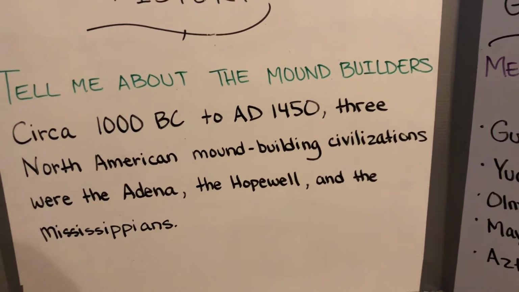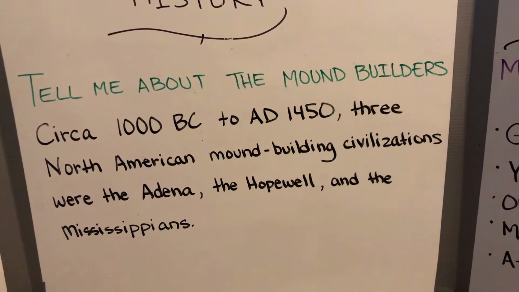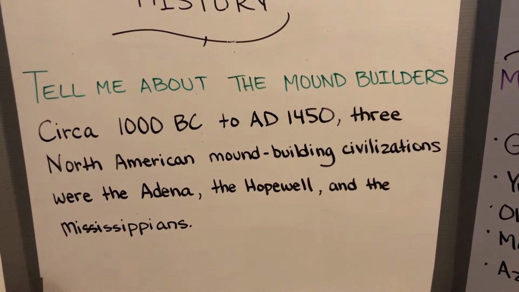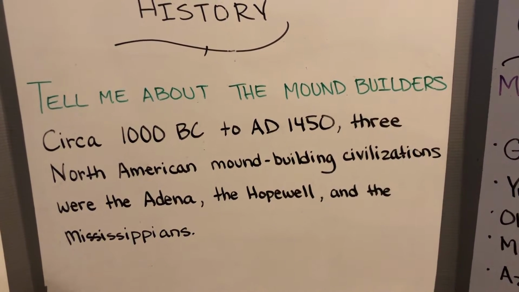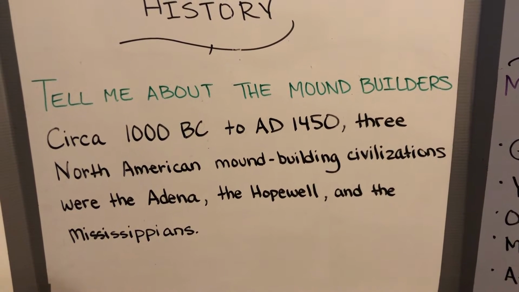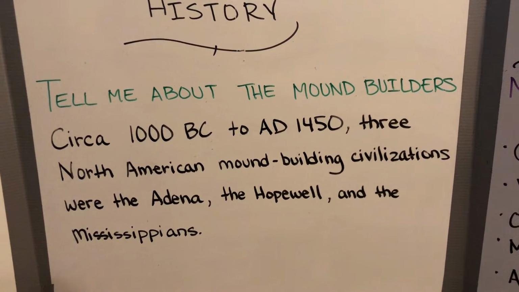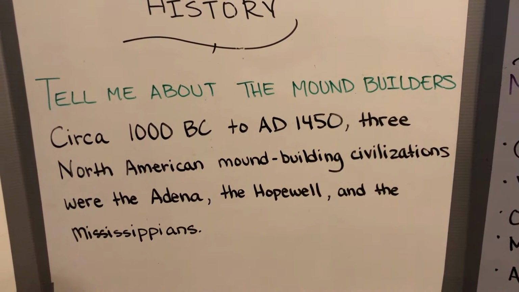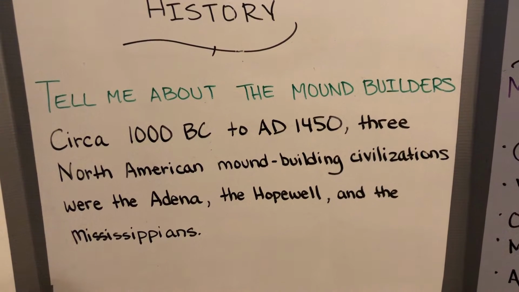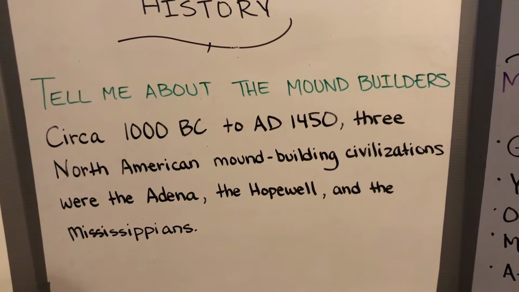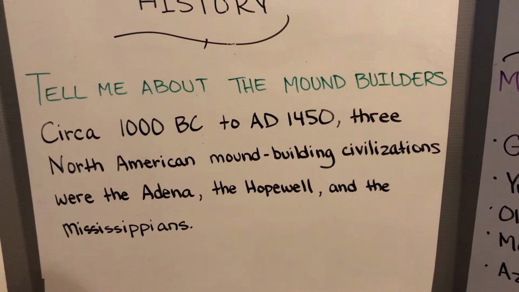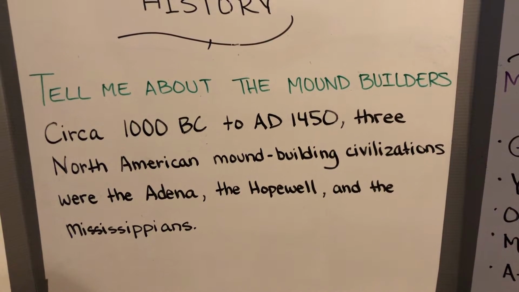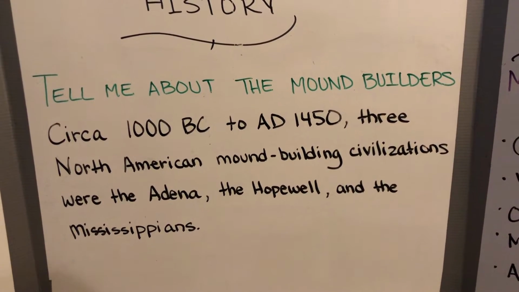Circa 1000 BC to AD 1453, North American mound-building civilizations were the Adena, the Hopewell, and the Mississippians.